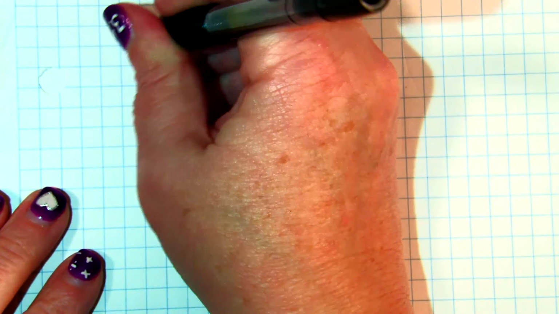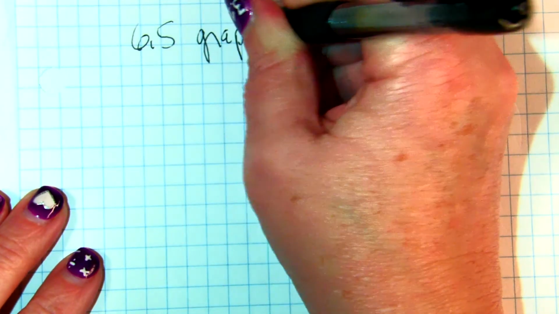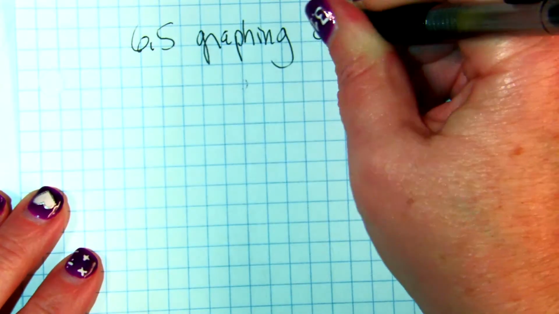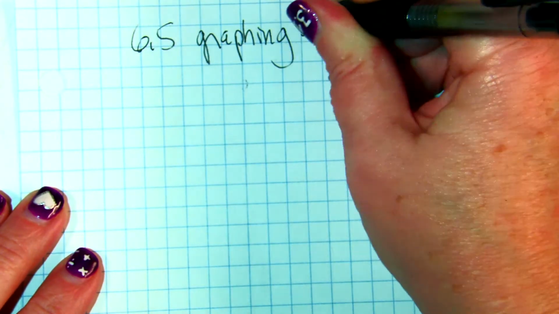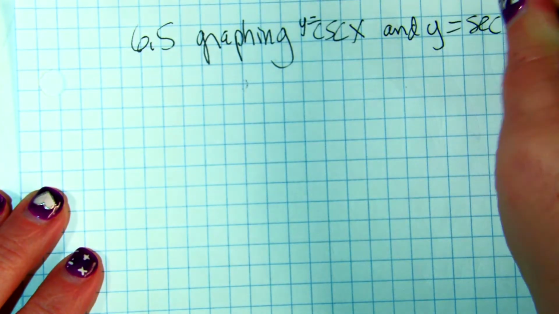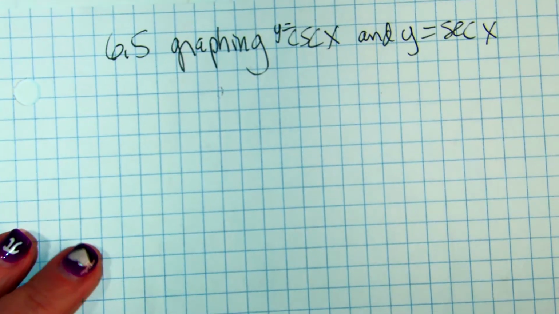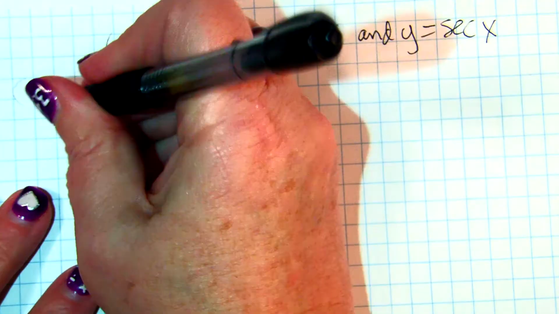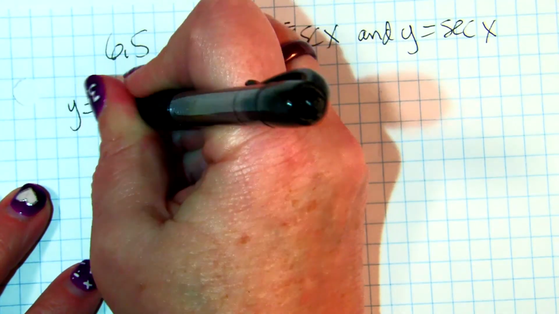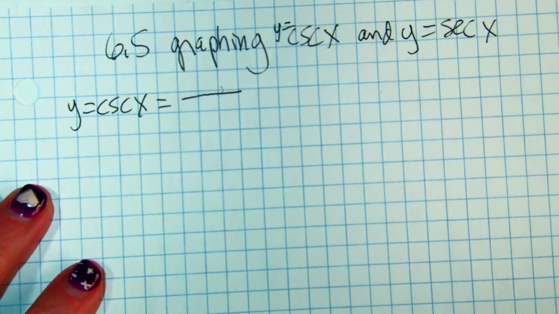We're going to just call it 6.5, graphing cosecant x, y equals cosecant x, and y equals secant x. We've graphed sine, cosine, tangent, cotangent. Now we're graphing secant and cosecant. So y equals cosecant x. Do you guys remember what cosecant is the reciprocal of?